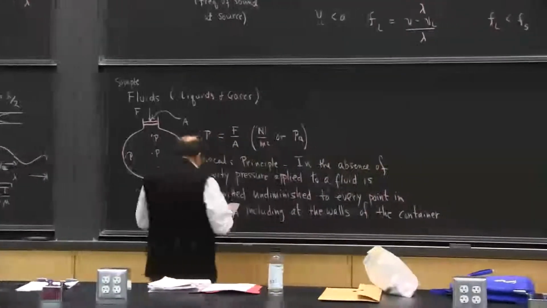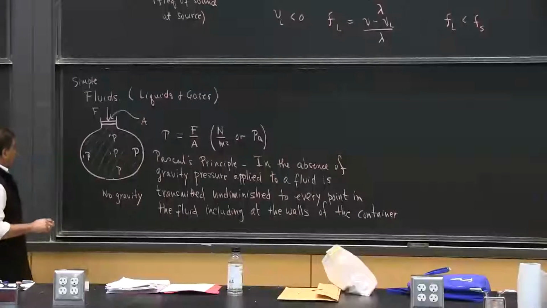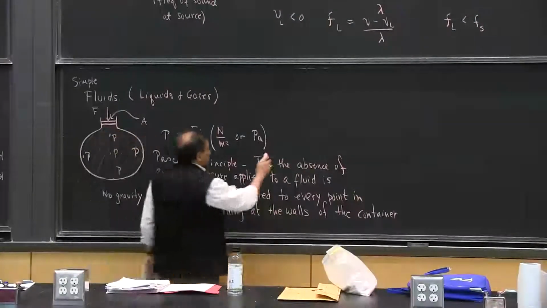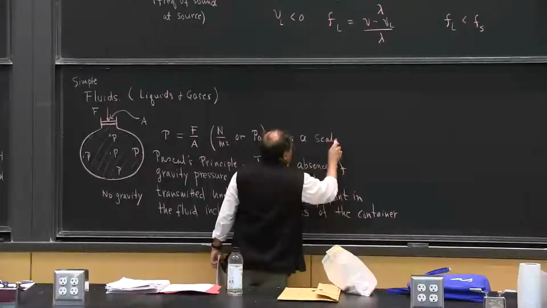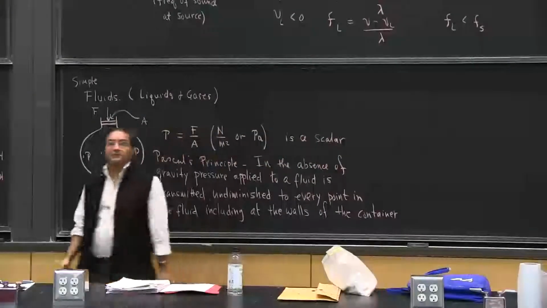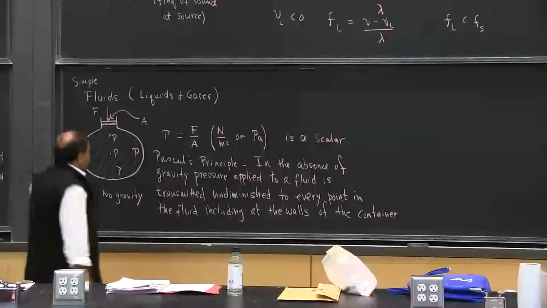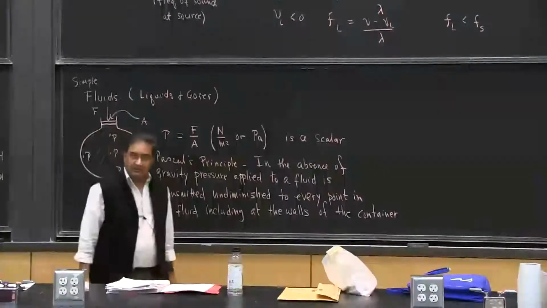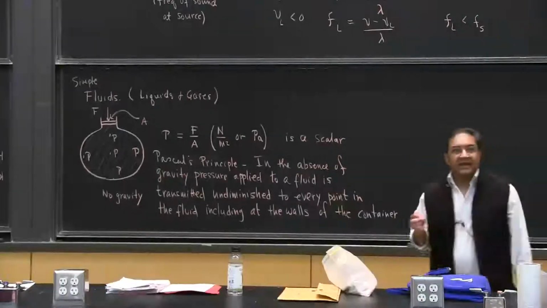Now there is something important about it that I need to tell you. Pressure is a scalar. It's not a vector. So it has no sense of direction. Pressure is the same everywhere. It has no direction associated with it. Force is a vector. Actually, area also is a vector, although we don't learn about it in this course.